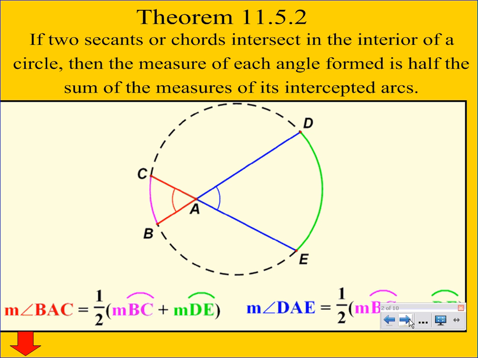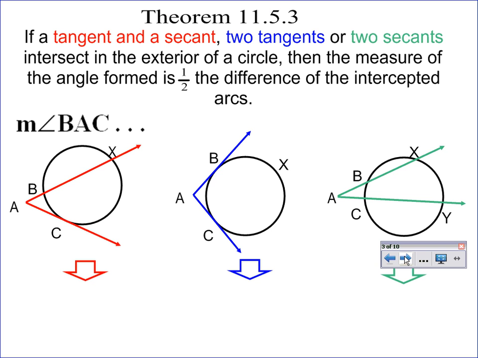This one's a little bit different. If we have two secants or chords that intersect in the interior of the circle, then the measure of each angle formed is half the sum of the measures of its intercepted arcs. So think of it as the average. I need to find the measure of the angle on the inside. It's not in the center. I know something about its intercepted arcs, so I take the average: add them and divide by 2. Not a big deal. We'll review in a minute here.